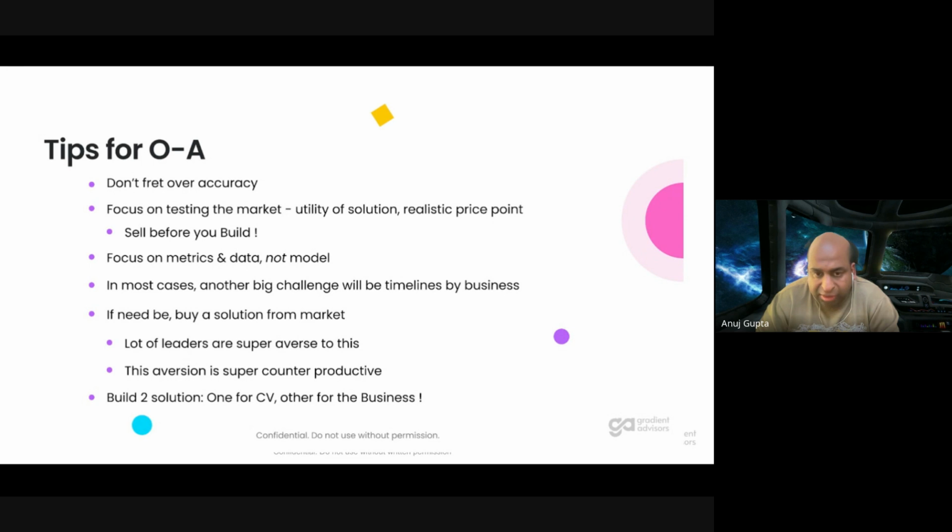Building AI systems takes time and cost. So you can really offset a large part of that cost by buying it upfront from outside, right? Last but not the least, this is advice that I give to all the ICs that I work with. Always build two solutions, one for your CV, one for the business. Does the O2A journey make sense?